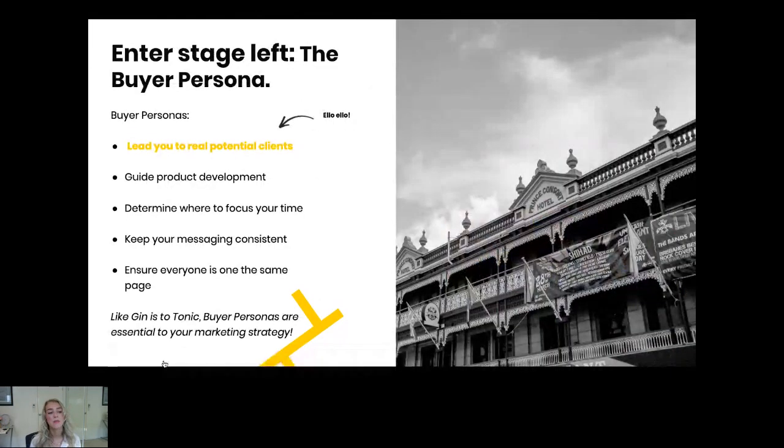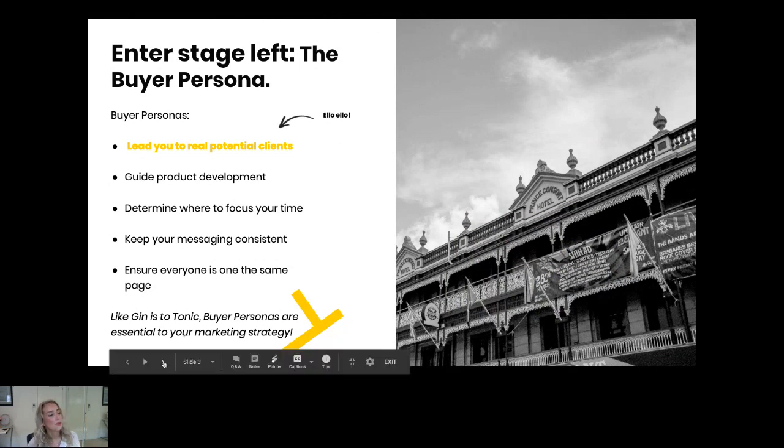The buyer persona leads you to real potential clients. It can guide your product development. It determines where to focus your time. It ensures that you keep your messaging consistent and ensures that everyone in your business is on the same page. You can see down the bottom, I'm clearly very keen for Friday drinks because buyer personas are like gin to tonic. They're essential to your marketing strategy.